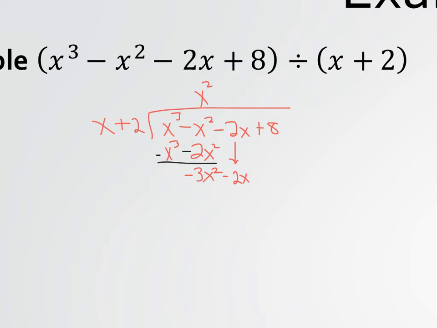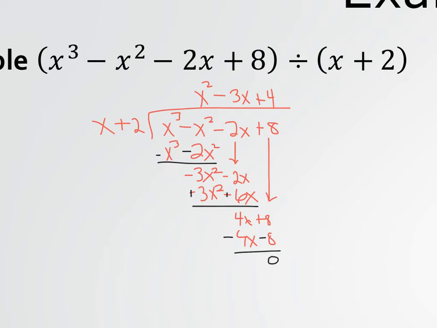X into negative 3x squared is negative 3x. Negative 3x times x is negative 3x squared. Negative 3x times 2 is negative 6x. And just like we did before on that bottom expression, we're going to change the signs because we do end up subtracting. We get 4x, and then we drop down the 8. Okay, so x into 4x is 4. And we have 4x, and we have 8. We're going to change those bottom signs again, and notice we get 0. So our answer is x squared minus 3x plus 4.